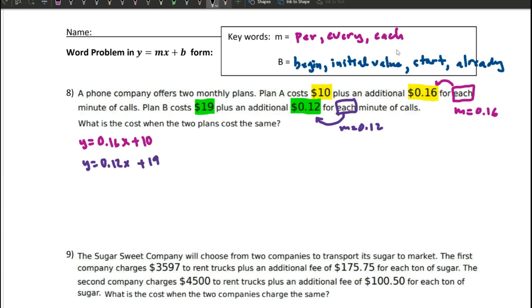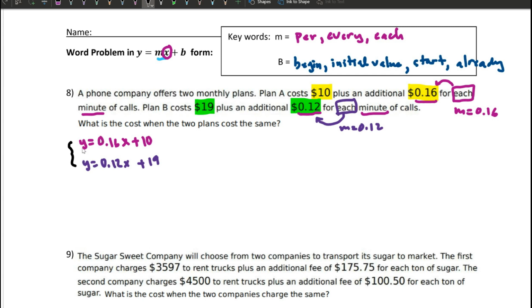Now, besides that, there's one more thing you need to notice. Slope tells you the pattern, right? And x normally goes with slope. Mx, they go side by side. So if 0.12 is the slope, then your x value will represent minutes. You see it? 0.16 is the slope, then followed by each minute of call. So x represents the minutes of call. Please be aware of that. That's going to help you write your answer in a complete sentence more easily.